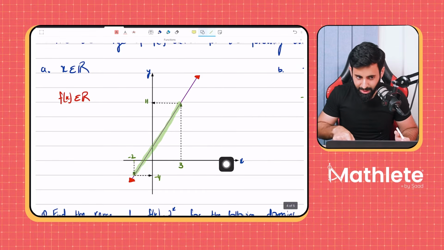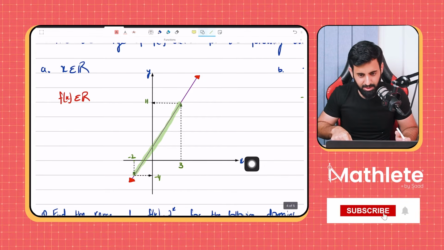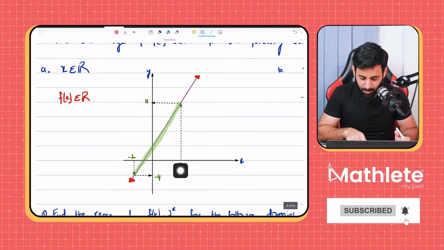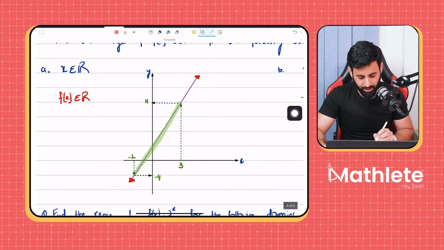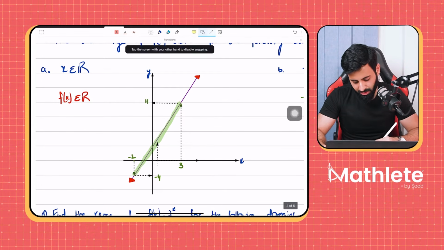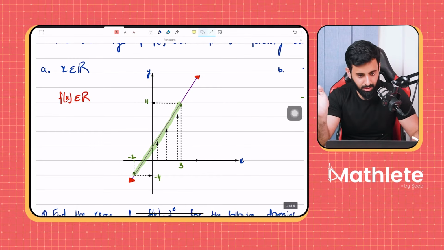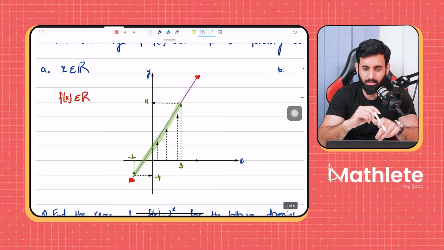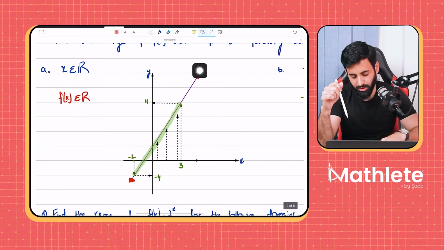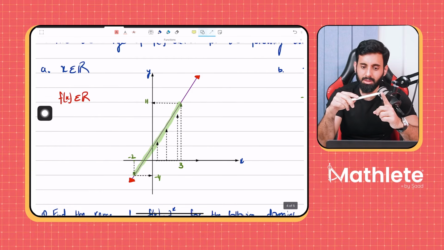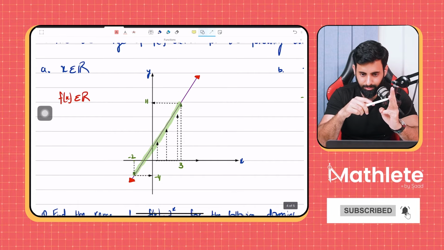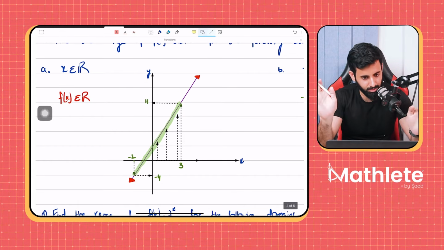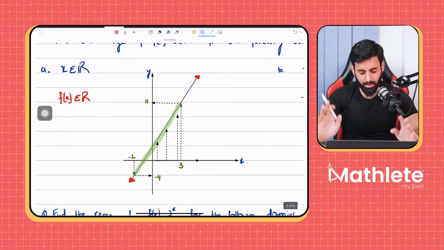You move towards the right side. As you move towards the right side, as x increases, what's happening to y? Is it increasing, decreasing, or both? It's increasing. Okay? So, I'll repeat. Is this function an increasing function, decreasing function, or both? A increasing, B decreasing, or C both? A. Okay. I hope we all can agree on that.